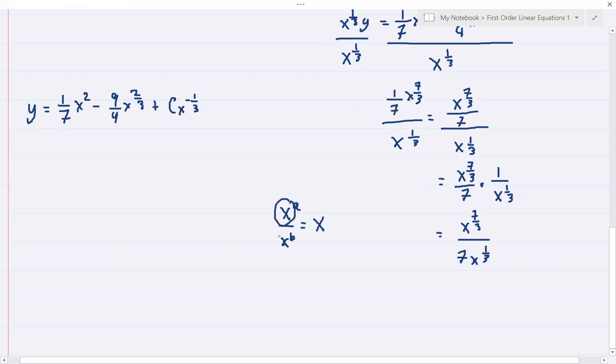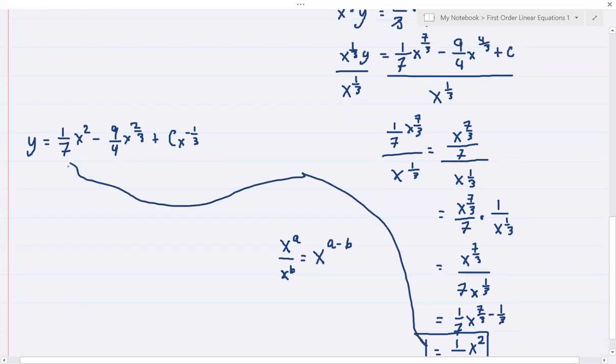Since they have the same base, we will have x raised to a minus b. So here we will have 1 all over 7 times x raised to 7 all over 3 minus 1 all over 3. So 7 all over 3 minus 1 all over 3, you will have 6 all over 3. And we all know that 6 all over 3 is equal to 2. So we will have 1 all over 7 times x squared. That's how I got this one.